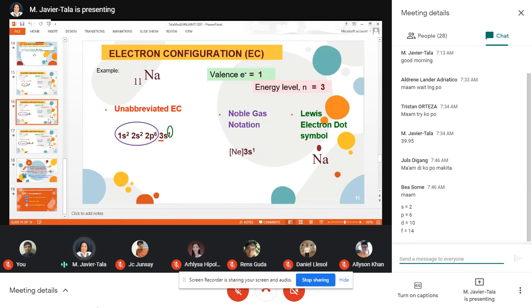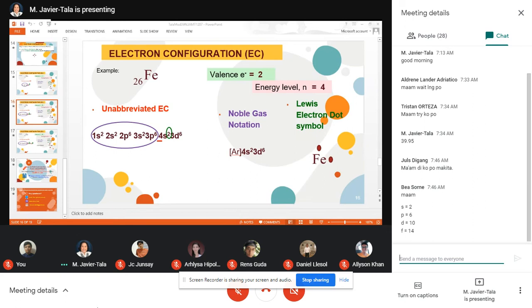We have another example. Okay. So this time we use iron. So iron has an atomic number of 26. So for the unabbreviated electron configuration, it will be this. Okay. So if you will look, you add all the number of electrons, it should be equivalent to 26.